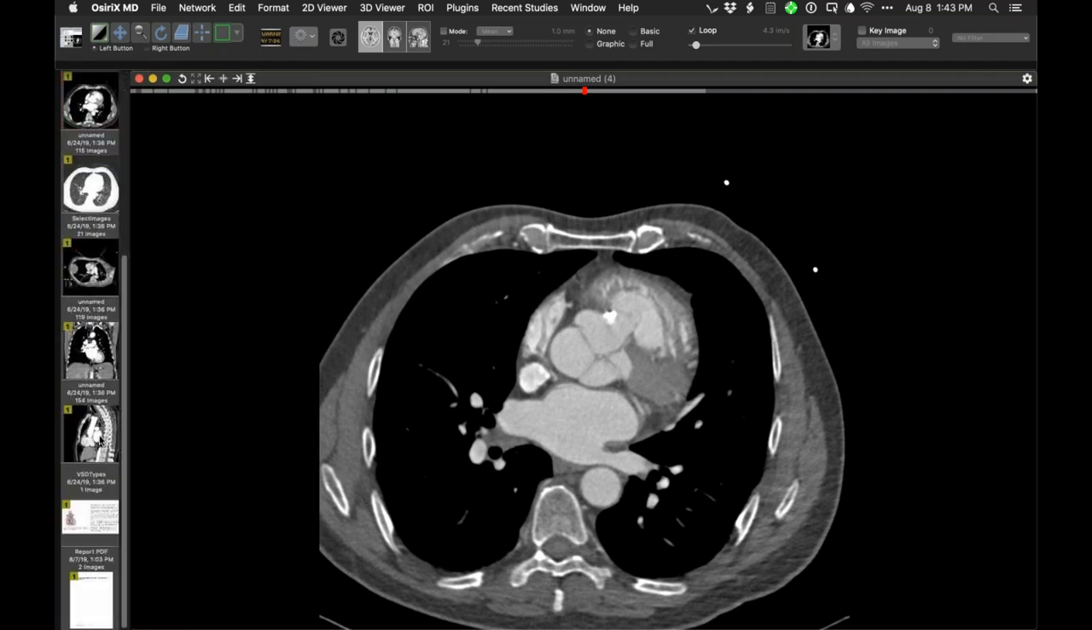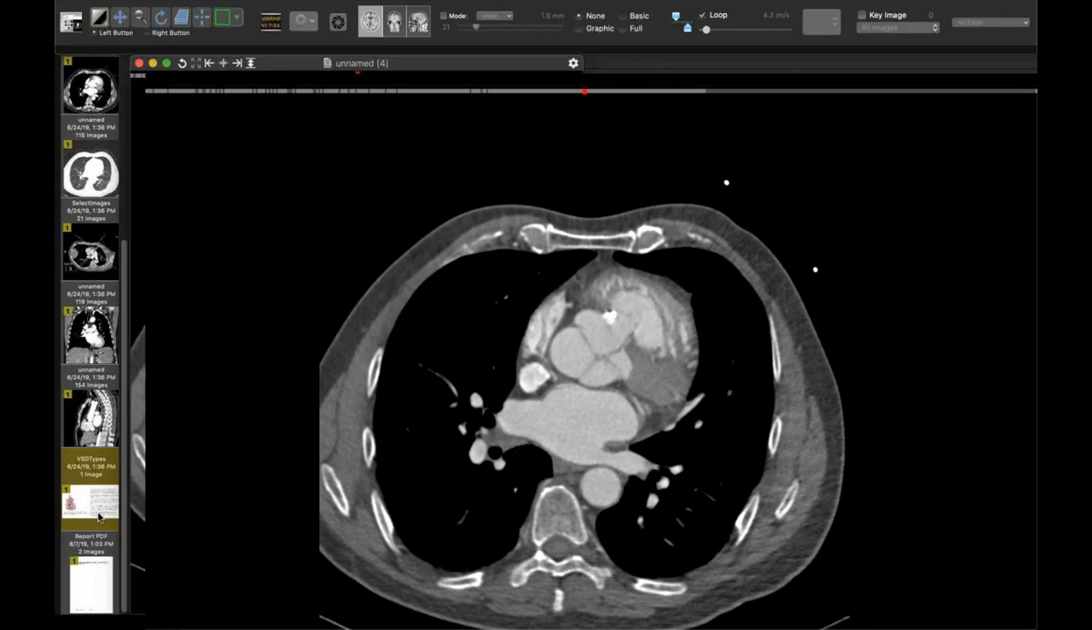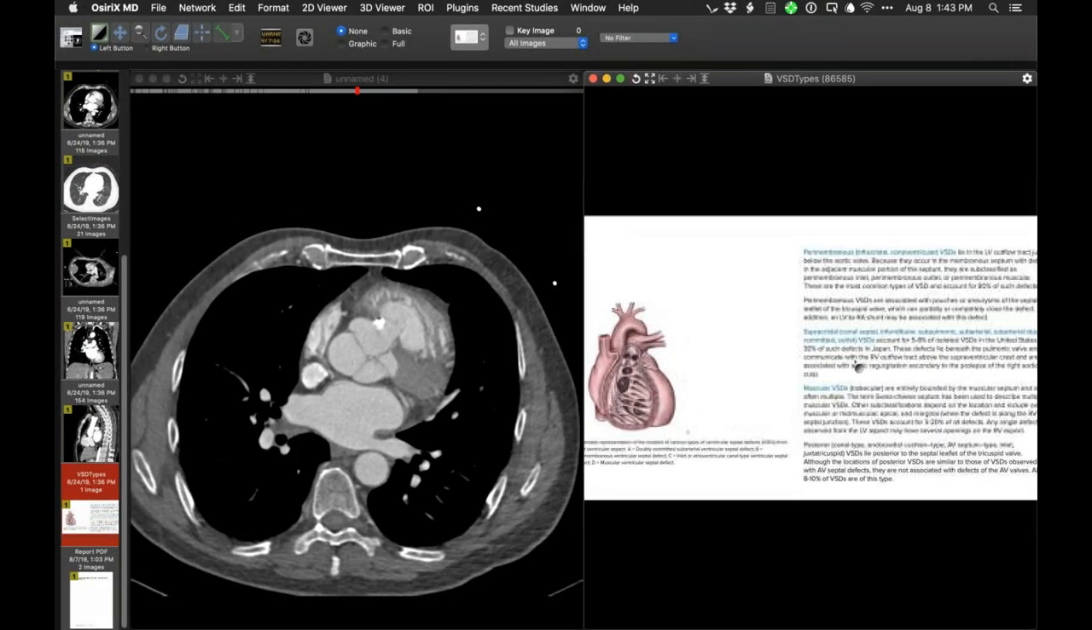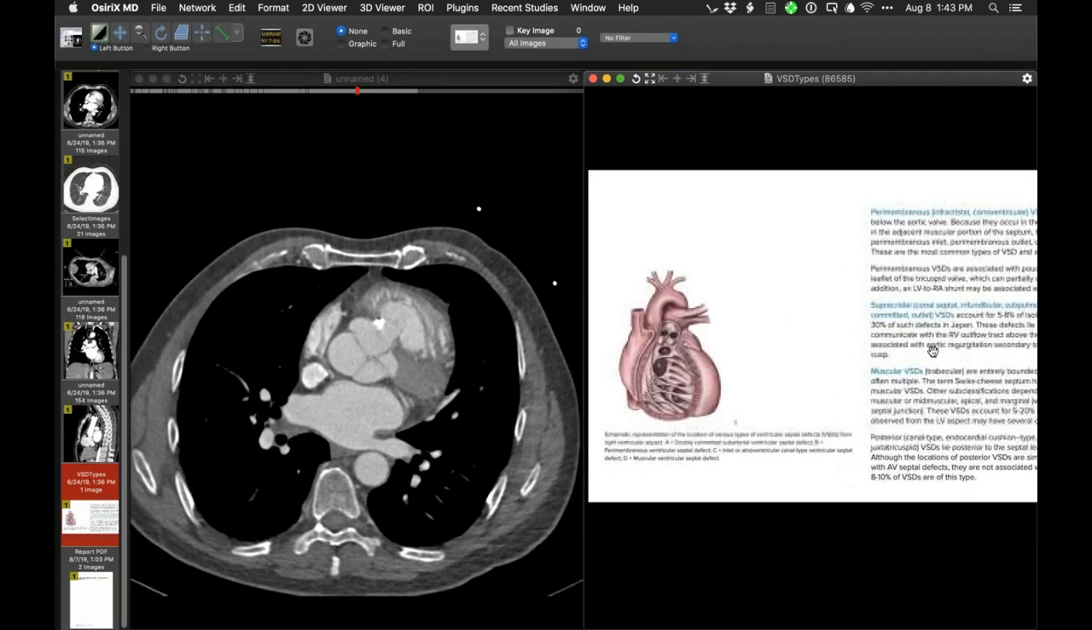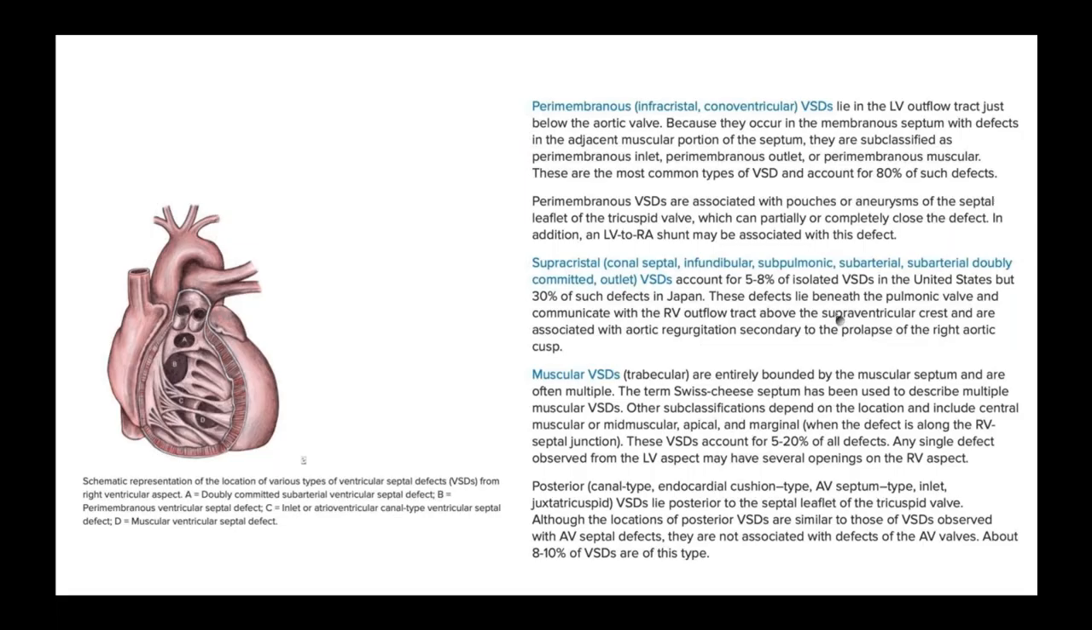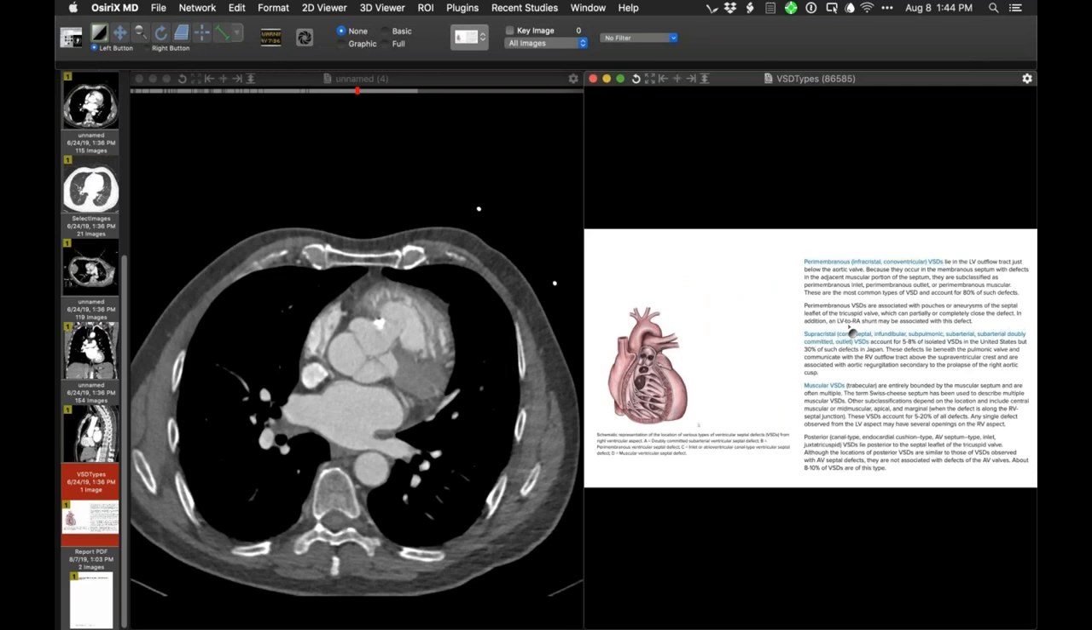So now I'm going to bring alongside that the different types of VSD. I don't do much cardiac imaging, so I had to remind myself. Different classification schemes are there for ventricular septal defects, but we have the muscular VSDs, we have the membranous, the perimembranous VSDs, and then we have this particular one, which is the so-called supracrystal VSD, that accounts for a relatively small proportion of VSDs, where, as this one shows already, the defect lies beneath the pulmonic valve, communicates with the right ventricular outflow tract. You can get prolapse of the right aortic cusp, as you see there.